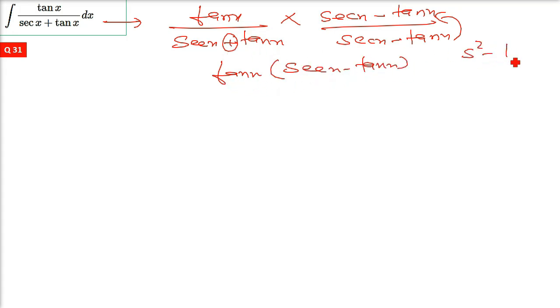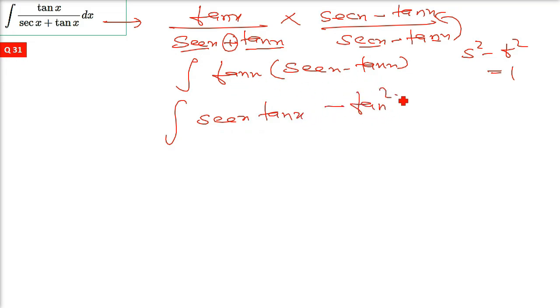So it will be sec square minus tan square, a square minus b square, which has a standard result of 1. So the denominator goes. 1 is 1, you write it or you don't, it doesn't matter. Let us deal with the numerator. Let us multiply this tan x inside. Tan x into sec x is sec x tan x. Tan x into tan x is tan square x.